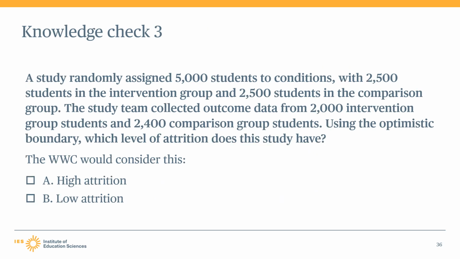Knowledge check 3. A study randomly assigned 5,000 students to conditions, with 2,500 students in the intervention group and 2,500 students in the comparison group. The study team collected outcome data from 2,000 intervention group students and 2,400 comparison group students. Using the optimistic boundary, which level of attrition does the study have? Your response options are A. The WWC would consider this high attrition, or B. Low attrition. You may want to pause the video while you think about your answer.